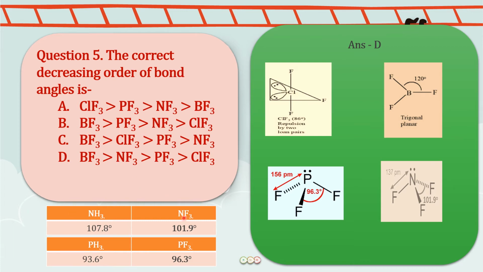From NH3 to NF3, the values of the bond angle decrease because of the increased electronegativity of fluorine. But from PH3 to PF3, we cannot use the same concept because over here back bonding takes place, which does not take place in NF3 because of the absence of d orbitals in the case of nitrogen, which are present in the case of phosphorus.